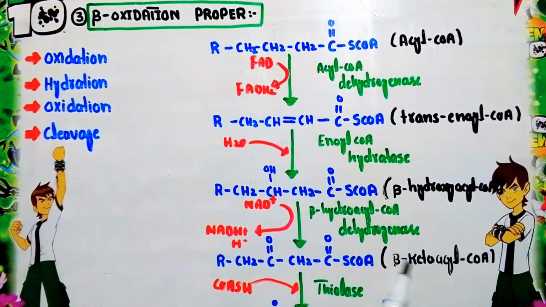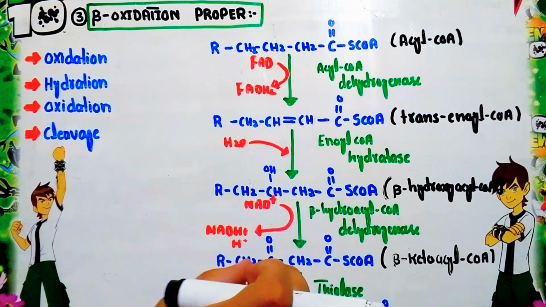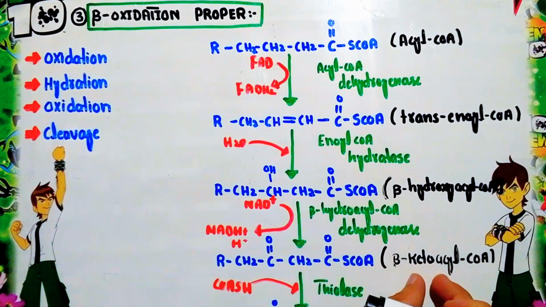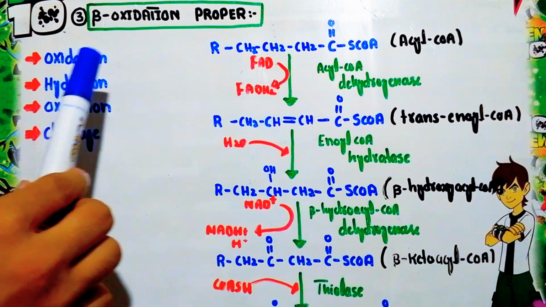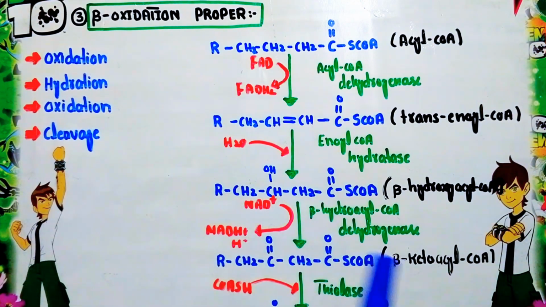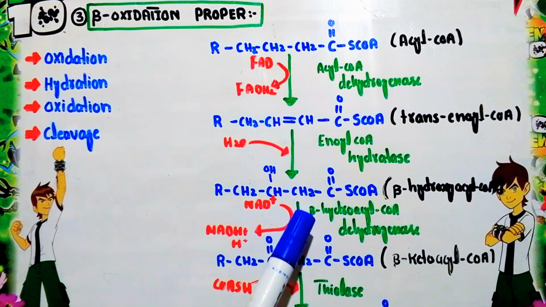The keto group is present at the beta carbon, so that's why it is called beta ketoacyl coenzyme A. Now what happened to this beta ketoacyl coenzyme A? The last step in the beta oxidation is cleavage. Here the cleavage of the beta ketoacyl coenzyme A occurs. This is catalyzed by the thiolase enzyme, which breaks down the beta ketoacyl coenzyme A.